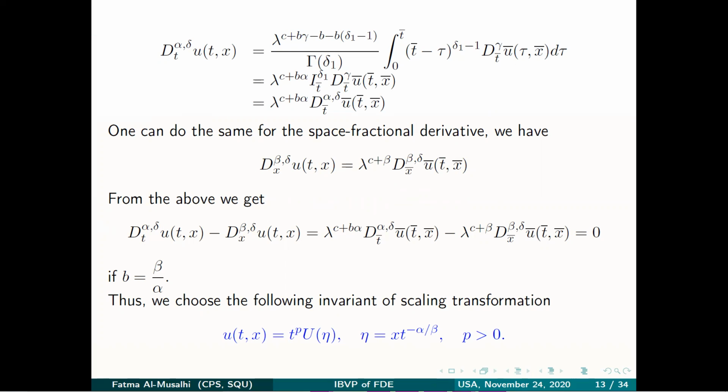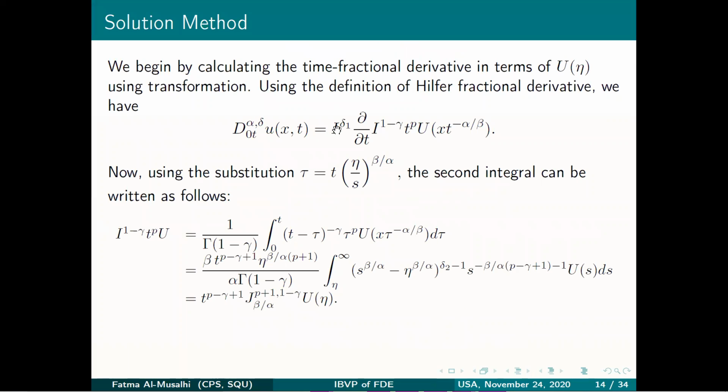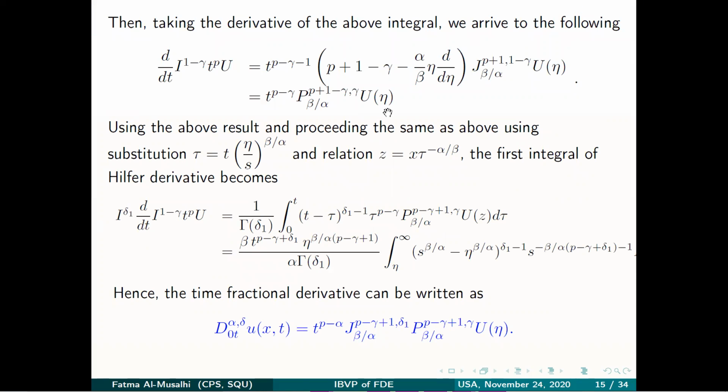Now we are going to substitute this transformation in our differential equation. So we substitute this in the Hilfer time fractional derivative, and now we do a substitution of variables. Then we end up with the Erdélyi-Kober fractional integral. So this is only for the first derivative. Now substituting back and finding the first derivative, this one can be written as an Erdélyi-Kober fractional derivative.